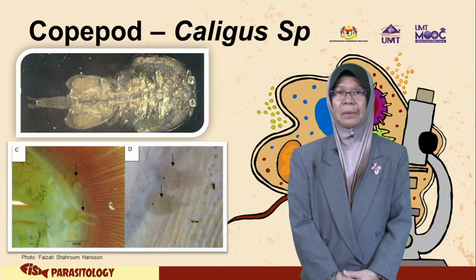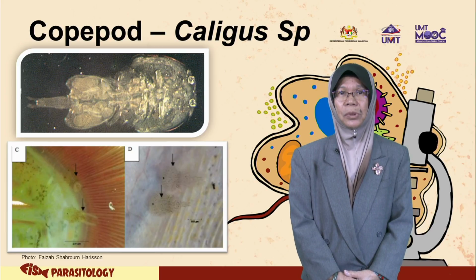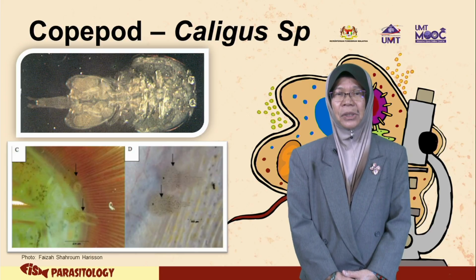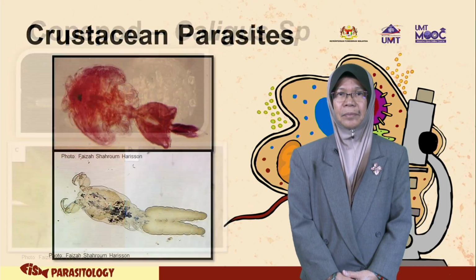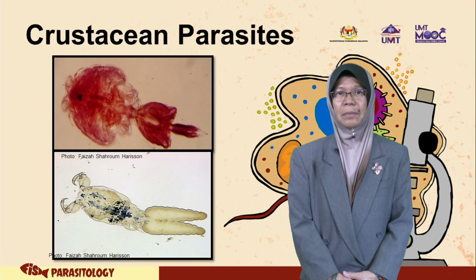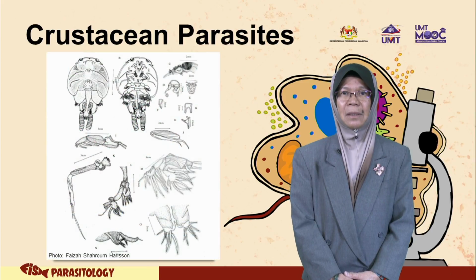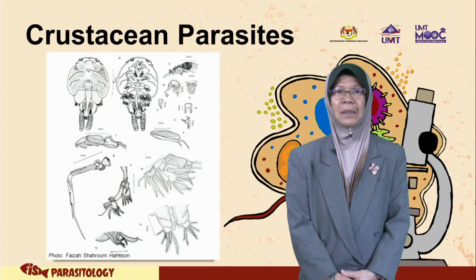The copepod Caligus species is also a common copepod found in marine and brackish water fish. The body is covered by a carapace. These are Caligus species parasites. The diagram on the left is the life cycle of Caligus epidemicus, the work of Venmathi Maran, 2009.